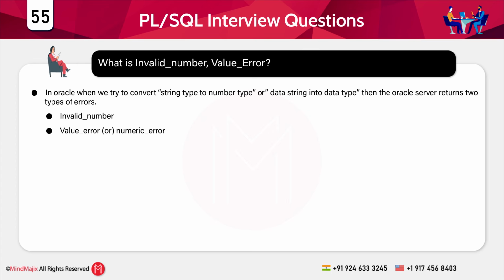ORA-01722: invalid number. If you talk about value error, whenever a PL/SQL block has a procedural statement and that statement tries to convert a string type to a number type, the Oracle server returns an error. Which error is that? That error is ORA-06502: numeric or value error.